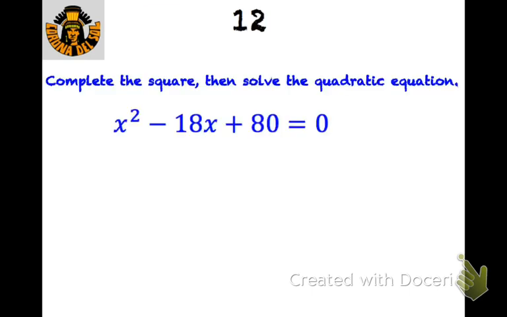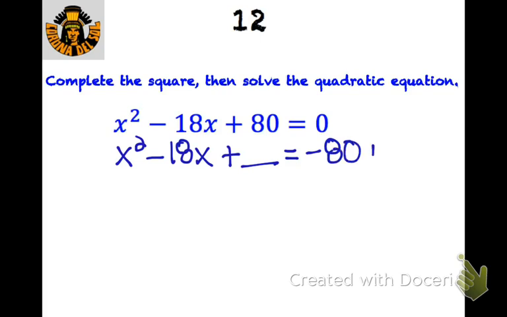Okay, got another one of these. So same process. We're going to do x squared minus 18x. We're going to leave ourselves a little blank, and we're going to move the 80 over to the other side. So that would make it -80 plus a nice blank. Let's add the special number here to make it a perfect square trinomial. So half of 18, which is 9 squared, 81. So 81 is the magic number.